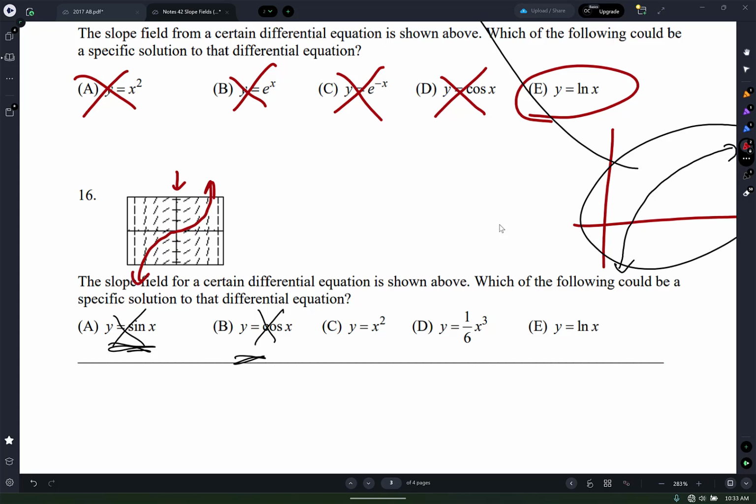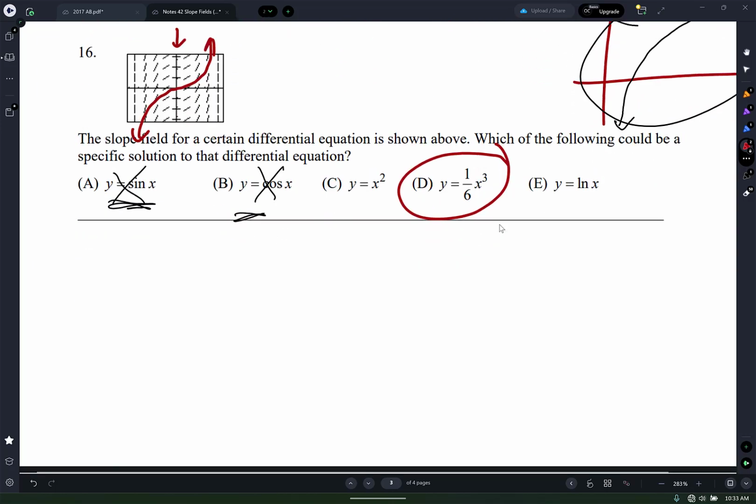So which one does it look like to you? D. I was looking at it and I was like, this is an odd function. Good. Odd function.